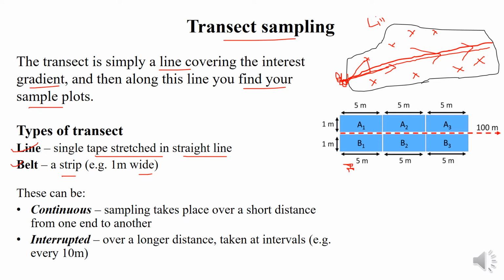And this transect sampling could be continuous if your habitat is small, or if your habitat is very large, then you can make it interrupted. So you measure from here, one transect, another transect, and another transect. So this is interrupted sampling, and continuous is used if your habitat is small.